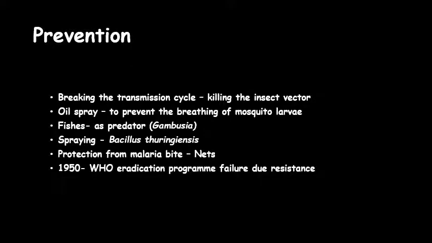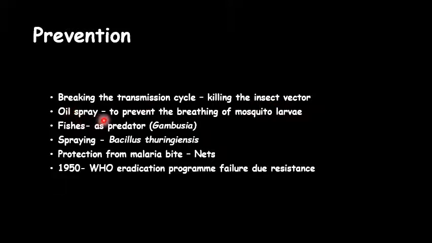So, how can we prevent ourselves from being affected by malaria? We can do it first by breaking the transmission cycle by killing the insect vector. As I told you, the Anopheles mosquito is the primary host as well as the primary vector for spreading this disease.